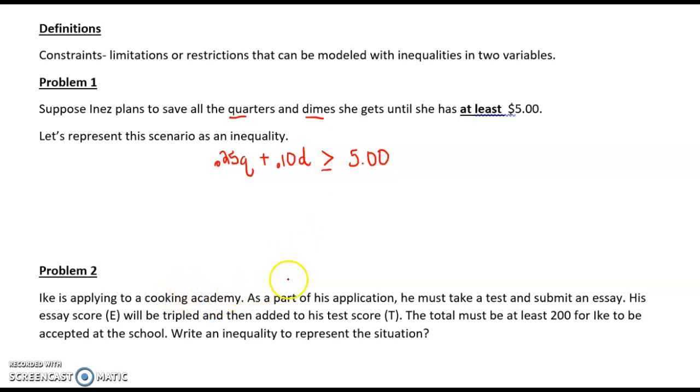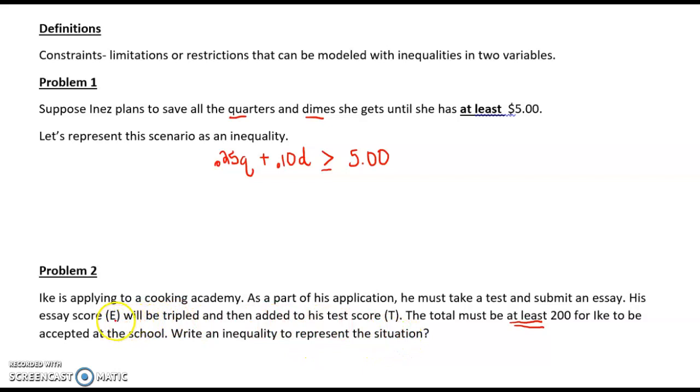Ike is applying to a cooking academy. As part of his application, he must take a test and submit an essay. His essay score, we're going to use E, will be tripled and then added to his test score. The total must be at least, there that is again, 200 for Ike to be accepted at the school. Write an inequality to represent the situation.